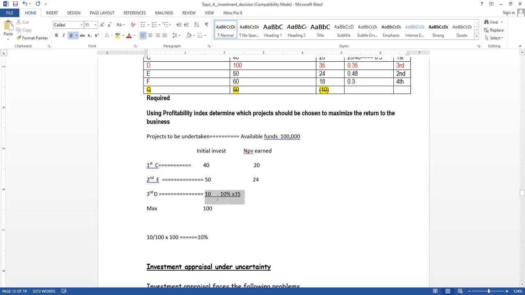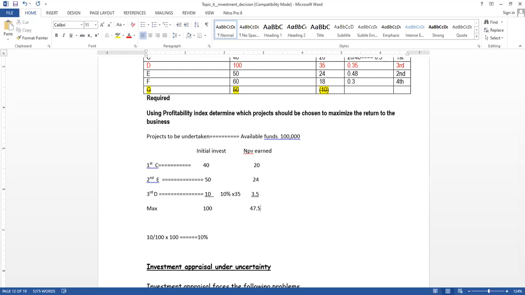Okay. So that means that the NPV I have earned is 10% of 35. That is 3.5. So that is how I'm going to select the projects. Okay. And the total NPV earned would be 20 plus 24 plus 3.5. That gives me 47.5.